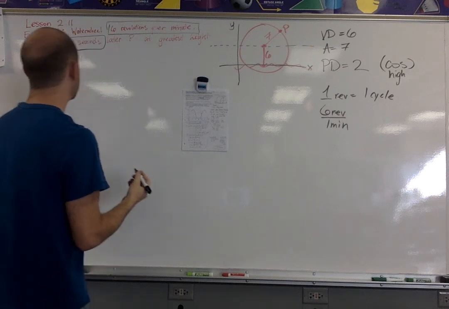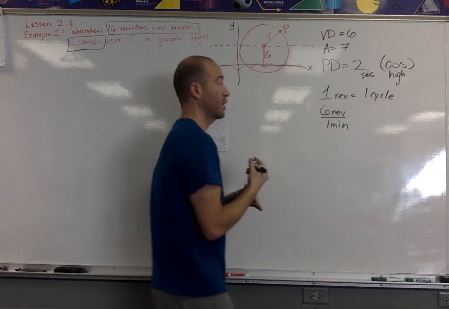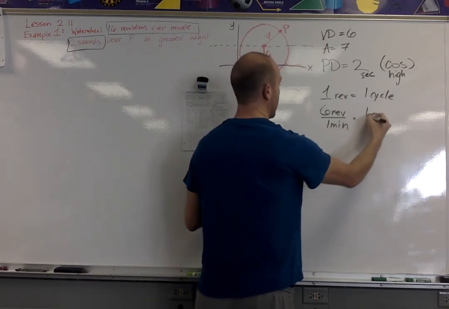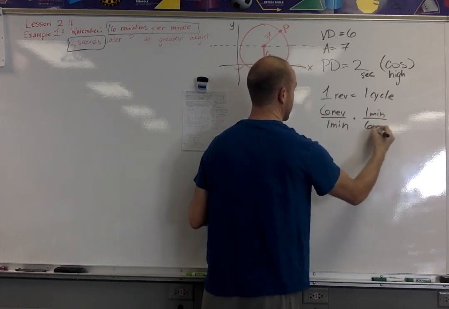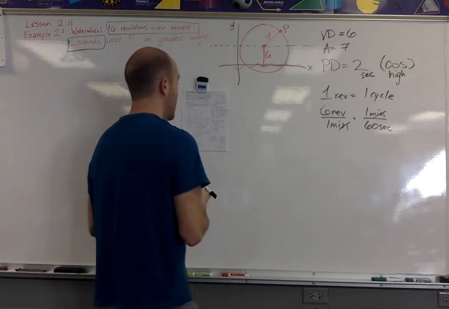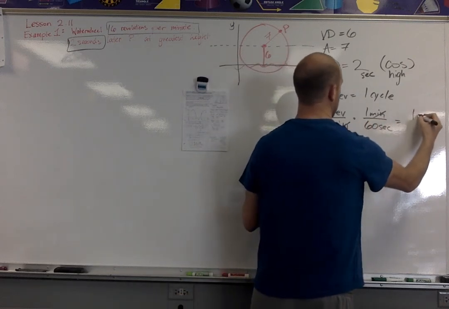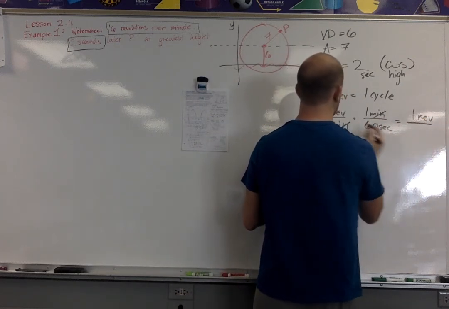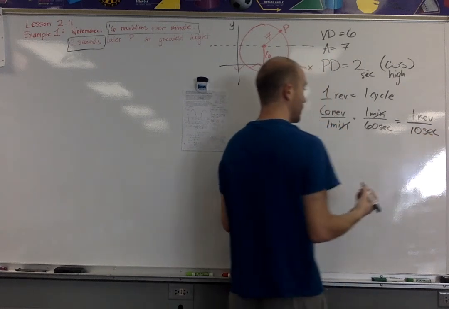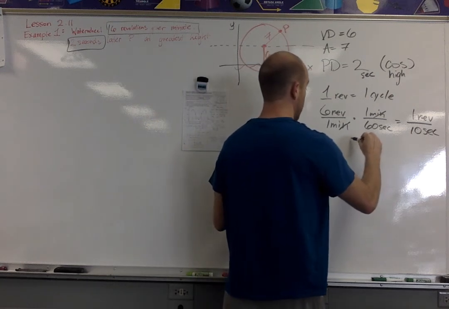But they said phase displacement is in seconds, 2 seconds. So we want this to be in seconds. So we're going to convert this. Let's convert this into seconds. We're going to take 1 minute is 60 seconds, dimensional analysis. That cancels my minutes. And then that gives me, if I reduce, 1 revolution takes 10 seconds. And if 1 revolution, 1 full cycle is 10 seconds, then 10 is my period.